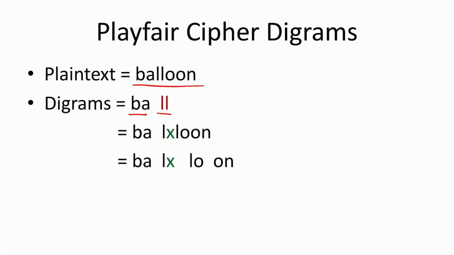But as soon as we look at LL, which has duplicates, we will pause here and insert a filler between them. After inserting the filler, we will create digrams again. Now we have BA, LX, LO, and then ON. So now we have unique letters in all the digrams. And also we don't have any digram which just has one letter, so no need to add a filler at the end.